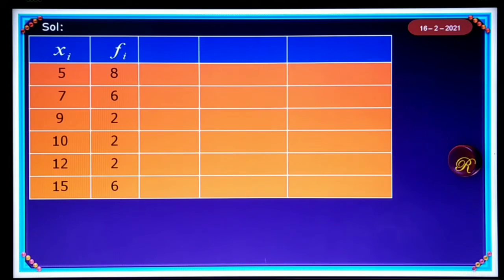Solution. Consider the given data. Sum of all frequencies is denoted by n, equal to summation of fi, i from 1 to 6. What about the sum of frequencies? That is 26, which is even.